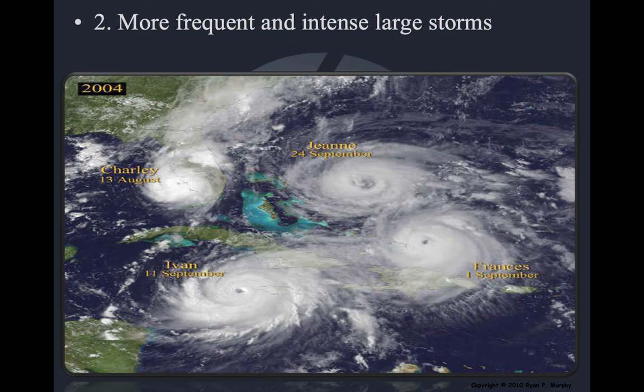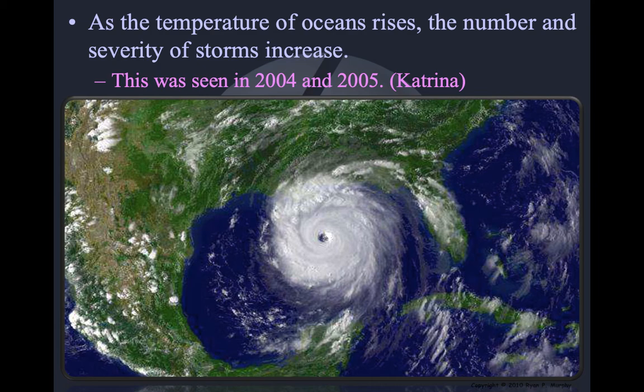Number two, more frequent and intense large storms. So this was just in 2004, we had all these different storms, not necessarily at the same time, but they all occurred. I can't remember having as many tropical storms in a given year as we've had in the last 10 years. Katrina was in 2004 and 2005.